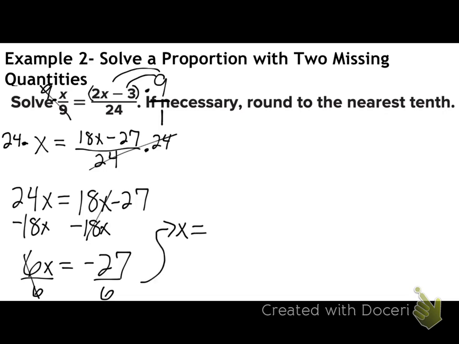Negative 27 divided by 6 gives me what? Negative 4.5. Did you already round, or is that just what it gives you? That's just what it gives. Okay, negative 4.5. Is that rounded to the nearest tenth? Sure. Where is the tenths place? The 5. The tenths place is the place right after the decimal to the right. So it's already to the tenths place, so I don't have to do any rounding. Here's my answer.